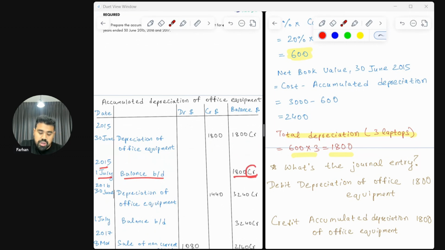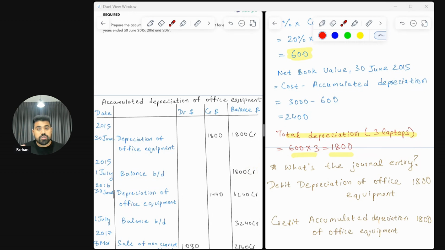And this should always be credit because the accumulated depreciation account always has a credit opening balance. And the reason is because it's a contra asset account. And what do we understand by a contra asset account? A contra asset account is an account which records the reduction for a relevant non-current asset account. And the relevant non-current asset account in this case is the office equipment account. So the office equipment is an asset account which should always by default have a debit opening balance. And because accumulated depreciation is a contra asset account which records the reduction, therefore it must always have a credit opening balance. Okay? All right.